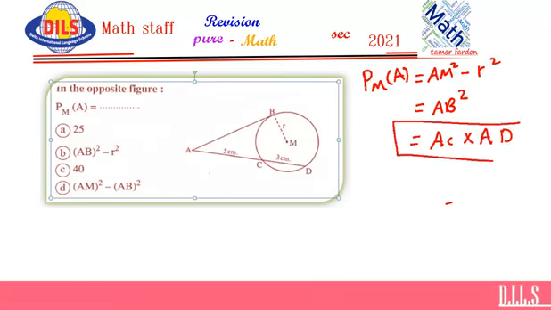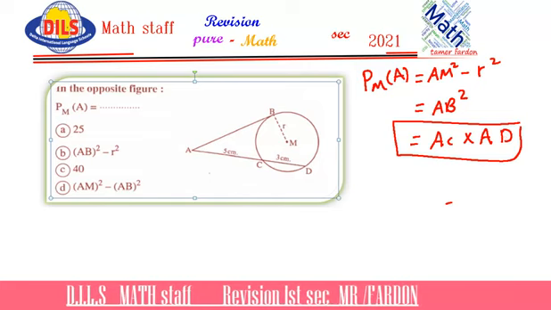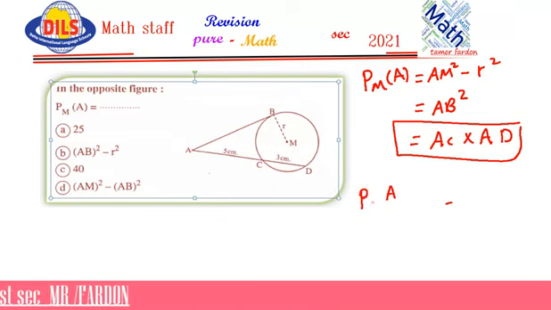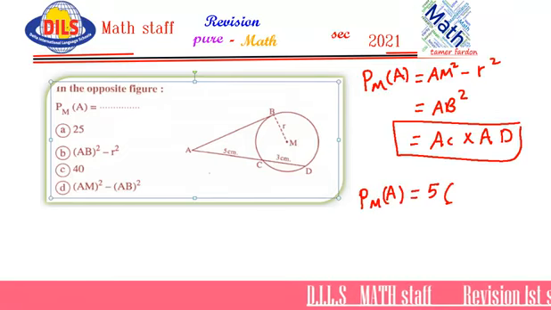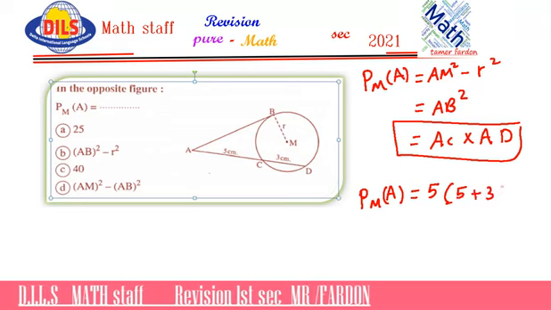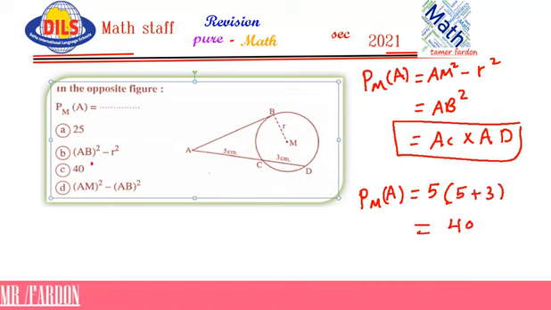The one which we will use is the third rule. So power of A with respect to M equals AC, which equals 5, times AD, which equals 5 plus 3, we get 40. So the correct answer is C.